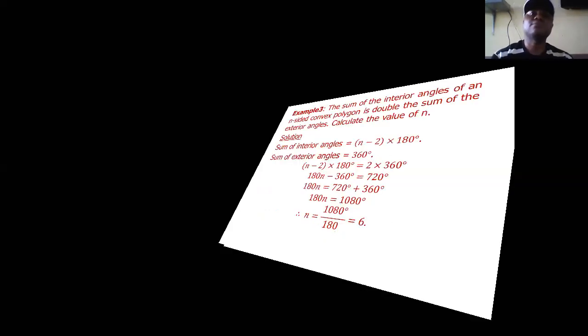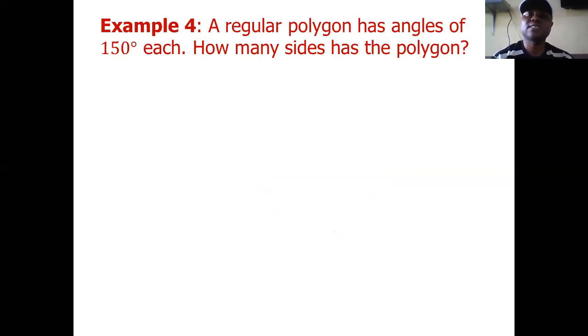Let's look at another problem. A regular polygon has angles of 150 degrees each. How many sides has the polygon? You know, math is so sweet, so sometimes we can just do something like this. Okay, a regular polygon has angles of 150 degrees each. How many sides has the polygon? Okay, let's go.